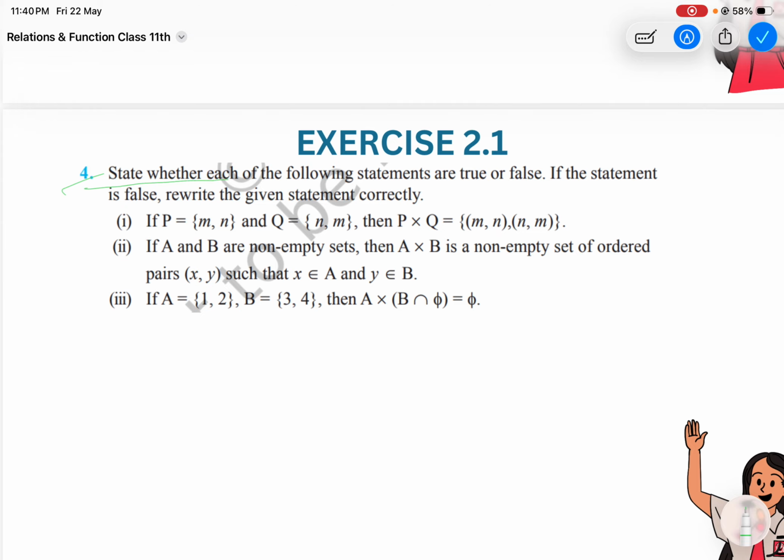Now exercise 2.1 question 4. State whether each of the following statements is true or false. If the statement is false, rewrite the given statement correctly. Okay, if P equal to {m, n} and Q equal to {n, m}, then P into Q equal to {m, n} into {n, m}.